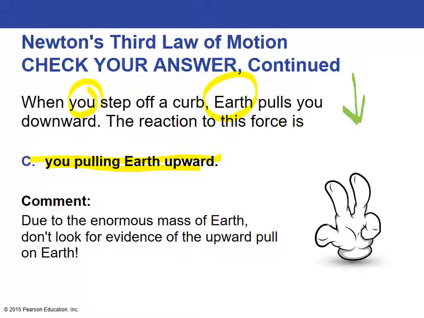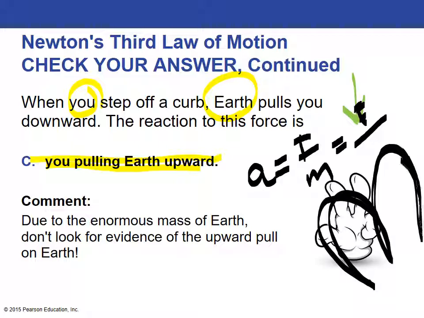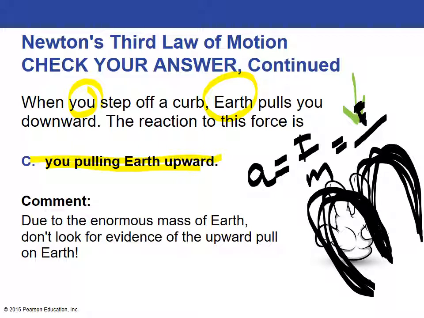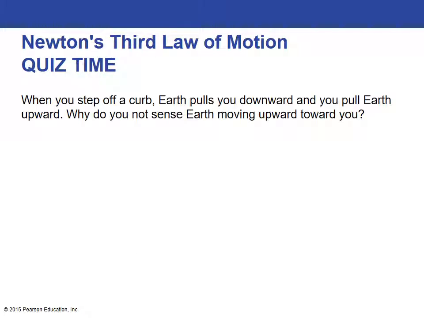And remember from Newton's second law that our acceleration is equal to the force divided by the mass. So in the case of the earth, the force of your weight against the earth is so far overshadowed by the enormous mass of the earth that the acceleration exists, but it is in fact unmeasurable. So teeny tiny. Can you not sense that the earth is moving up toward you?